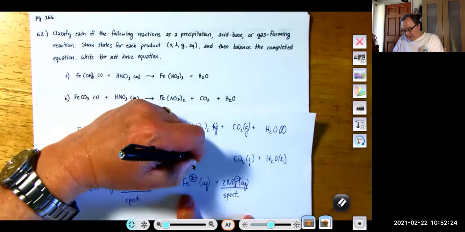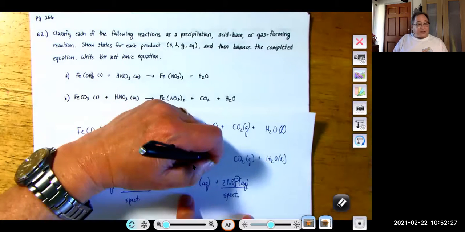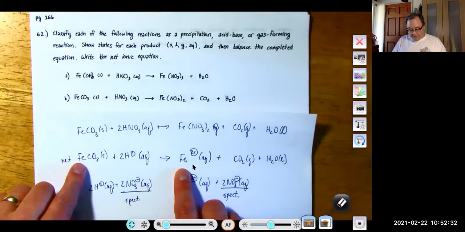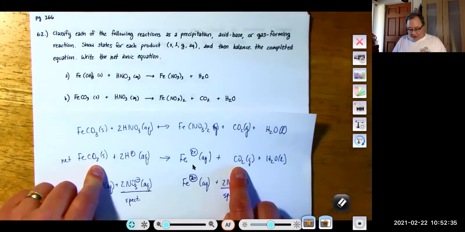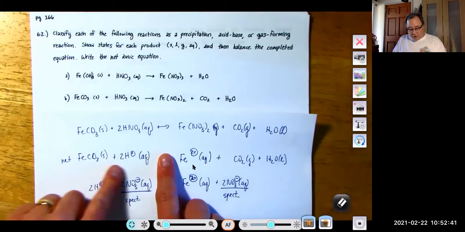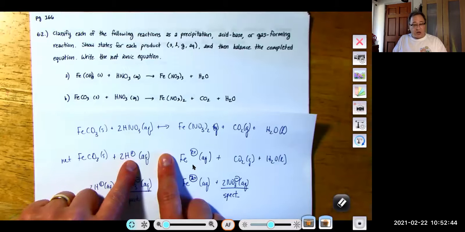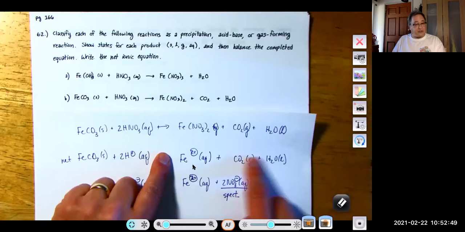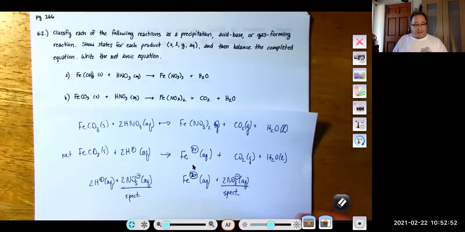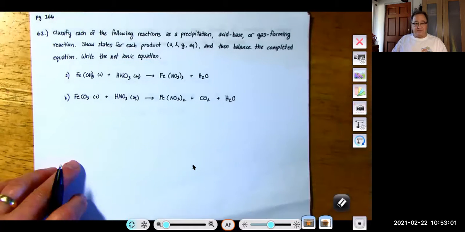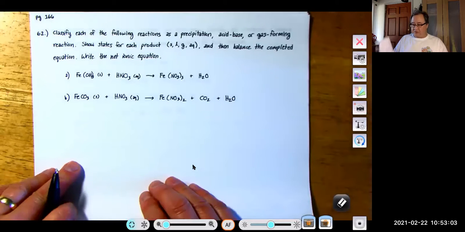And if we have done this right, we will have the same atoms on each side and the same total charge on each side. One iron, one carbon, three oxygens, 1, 2, 3 oxygens, two hydrogens, 2 hydrogens. On the left, since I have two H pluses, I have a +2 charge on the left. And on the right, I've got a +2, a 0, and a 0, so I have a +2 on the right. So the charges add up, and so do the atoms. Any questions about B? We good to go? Okay.